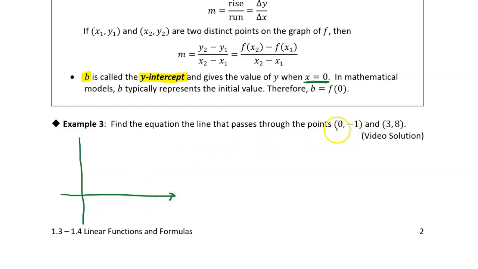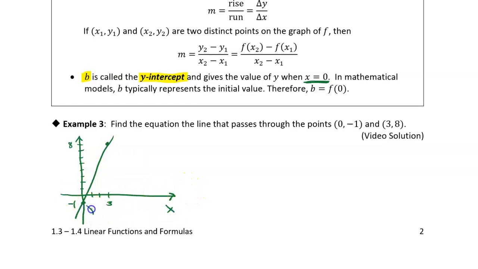So (0, -1). When x is 0, y is -1, so let's say that's -1 right there. And when x is 3, y is 8. So 1, 2, 3, 4, 5, 6, 7, 8. Okay, so there's 8, and we can also plot that point. So (3, 8) is about there. And if we draw a line through those 2 points, that is the line we're talking about.